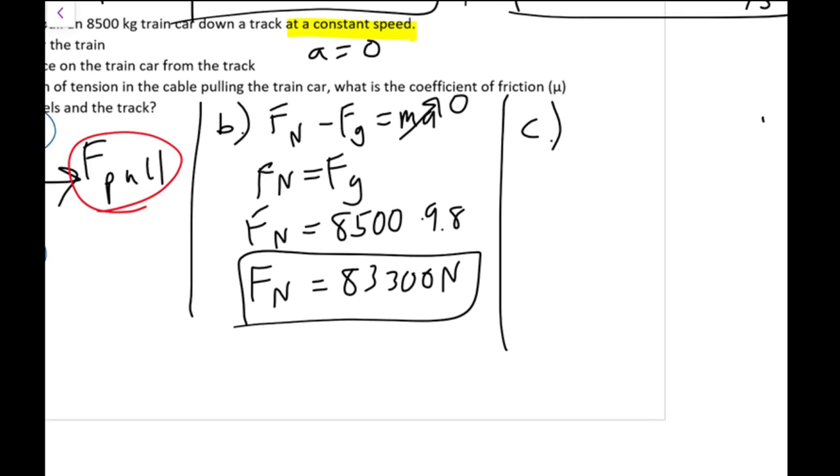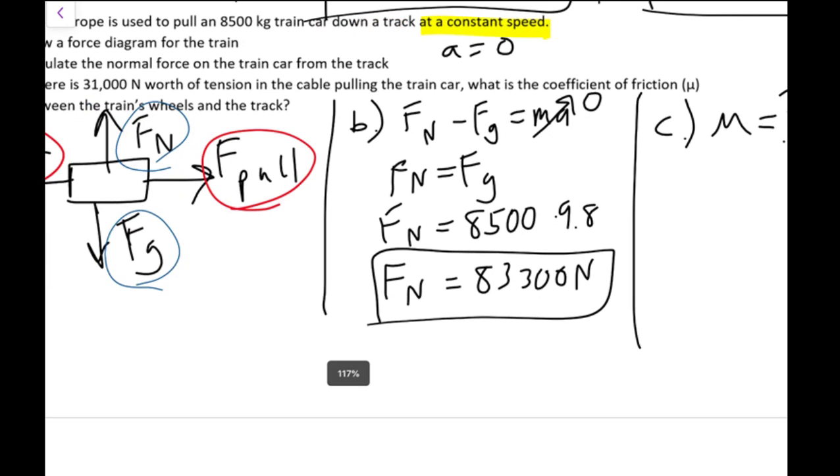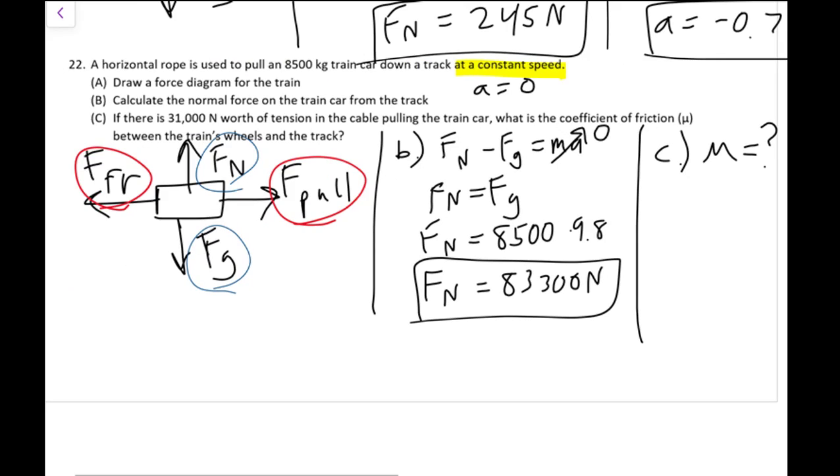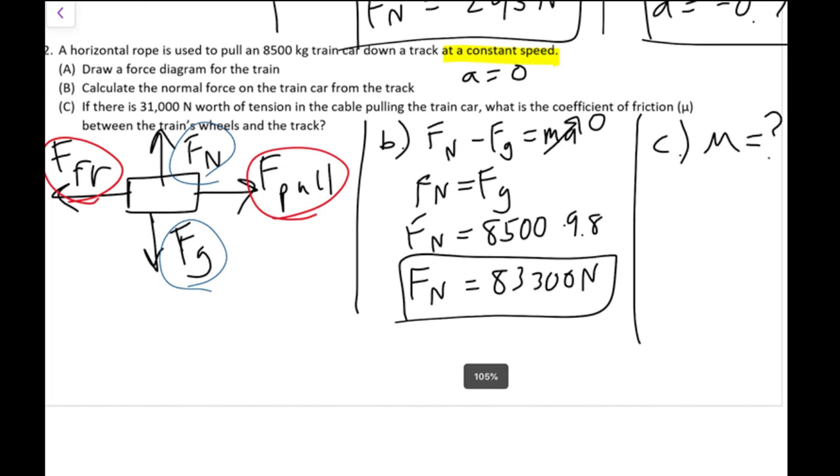Okay, and then in part C, it says if there's 3,100 newtons worth of tension in the cable pulling the train car, what is the coefficient of friction between the train's wheels and track? So in this case, they're telling us tension, and they're asking us to figure out what mu is. I mean, they could have also given us mu and told us to figure out tension. The method would be the same. So we're looking now at the red forces. The pull to the right minus friction to the left equals ma.